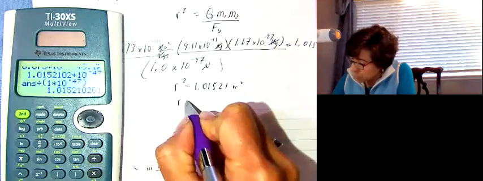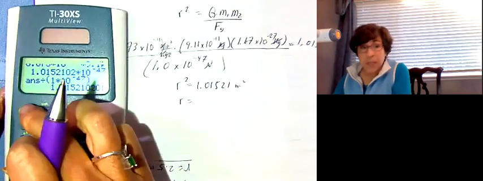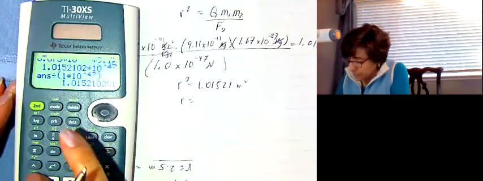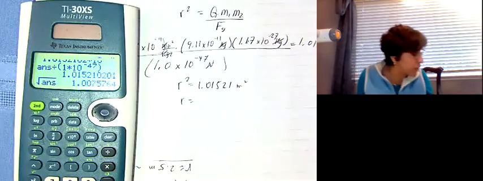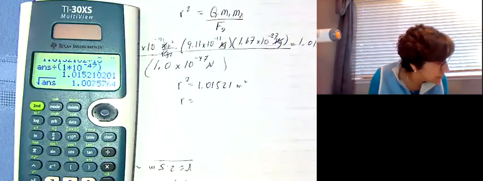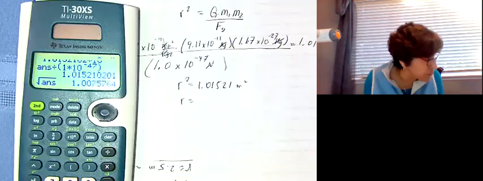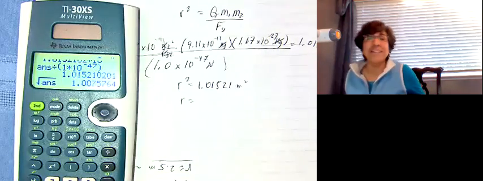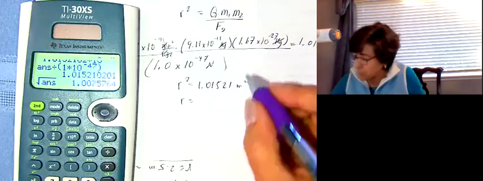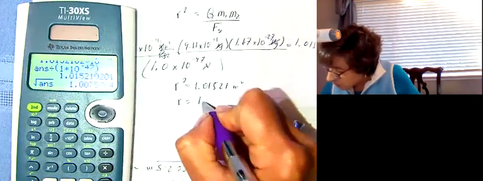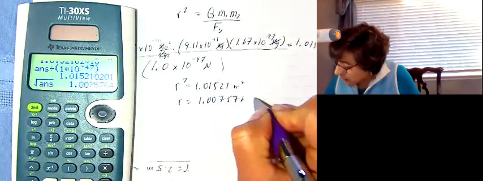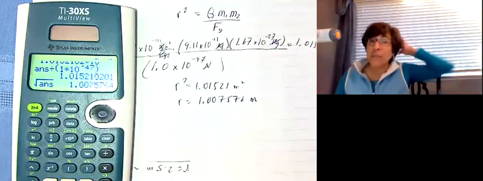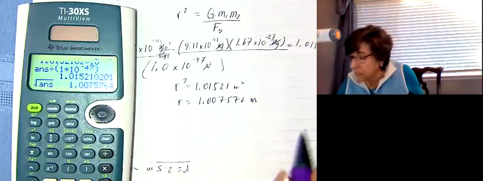So I need to square root it. Let's do that. Give me the square root of that answer. And I get 1.0075. I just want to make sure I got the same thing before. And I did. All right, so I got 1.0075764 meters.